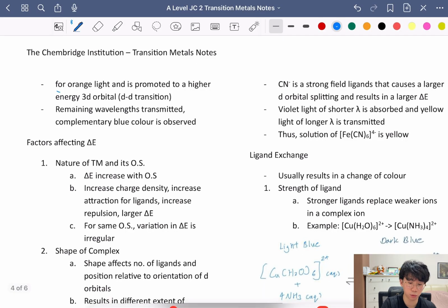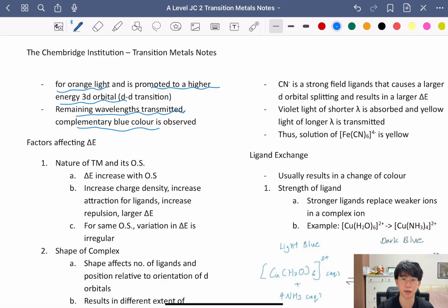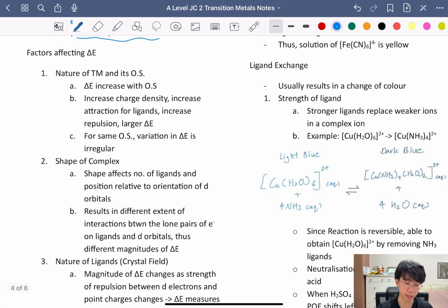So for example, it would absorb orange light to promote the lower energy d orbital electron to a higher energy one, and the remaining wavelengths of light will be transmitted, which gives the complementary blue color. So you do have to memorize the color wheel in order to answer this question very specifically and according to the context. Some of the factors that affect your delta E are the nature of your transition metal and its oxidation state. Generally your delta E will increase with oxidation state.